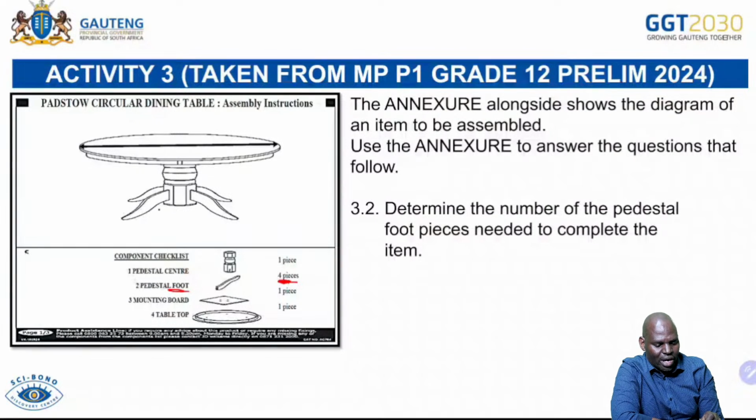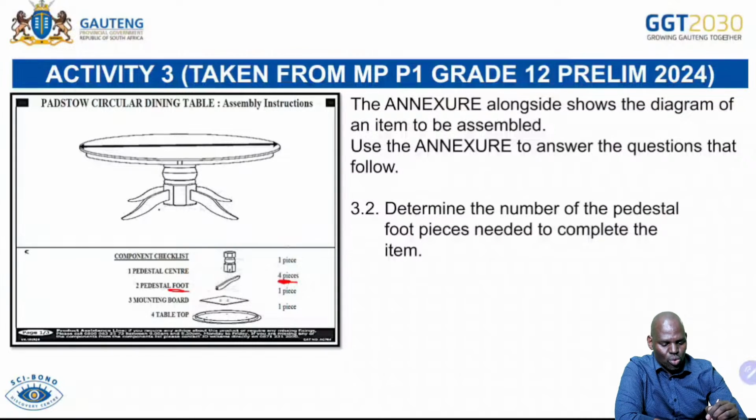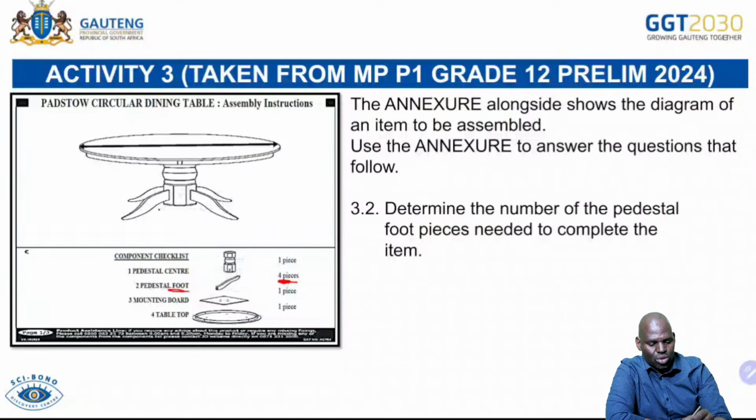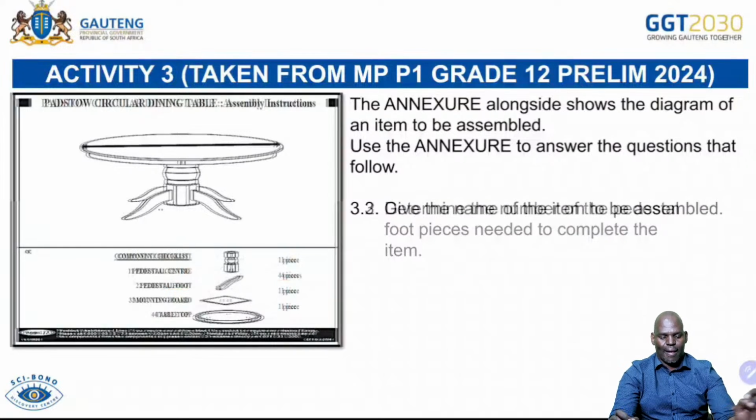Remember, this is number 1. Number 2 is pedestal foot, and then they've got a picture there. And then how many are needed? There's only 4 needed. Or even if you look at the complete table, you can see that there's actually 4 there. But it would be much better if you look at the information that is indicated there, especially with the component checklist. So this one, the answer is just 4. That is the answer for number 3.2.